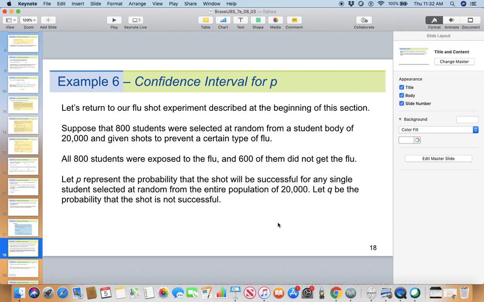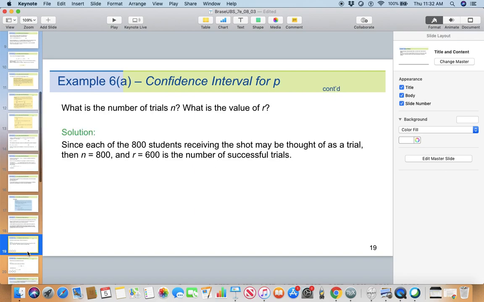All right, so the question is to find the probability P that the shot will be successful. What is the number of trials n? What is the value of R? Each of the 800 students receiving the shot may be thought of as a trial. So n is 800 and R is the number of successful trials. So 600 students did not get flu after receiving the shot. So this is 600 from the 800. So R is 600, that's the number of successful trials.